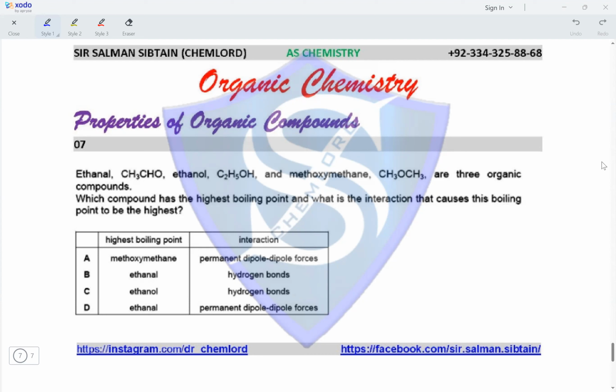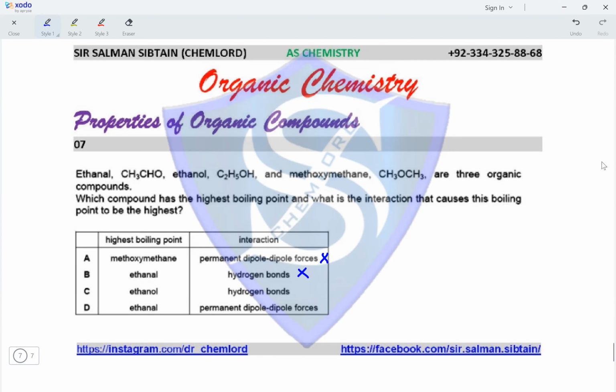So the highest boiling point would be that of the compound having hydrogen bonding. So methoxymethane having permanent dipole-dipole forces. This is incorrect. Ethanol having hydrogen bonds. Ethanol will have permanent dipole-dipole attraction. So this is also incorrect.